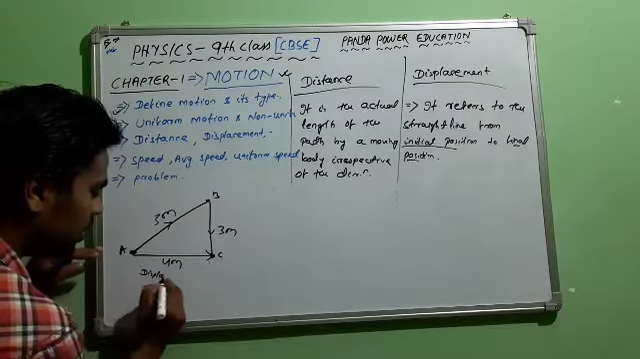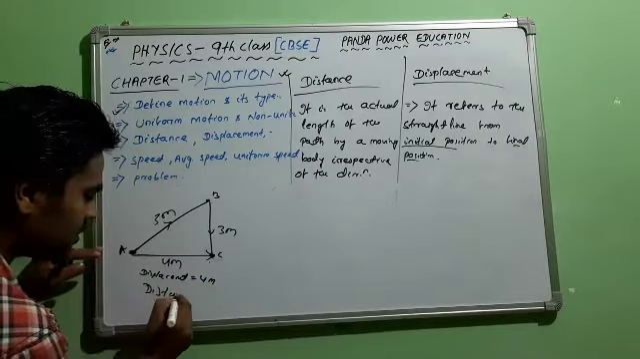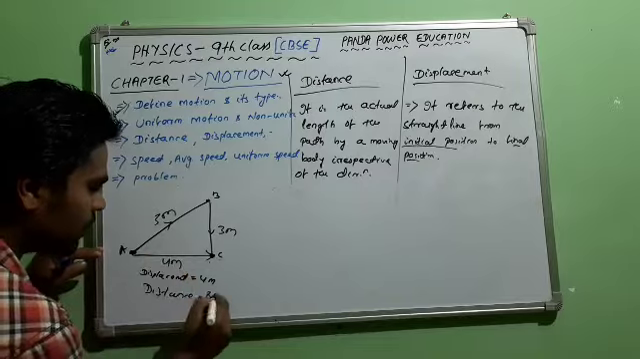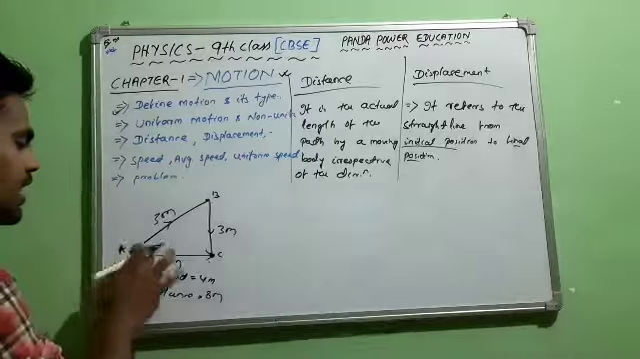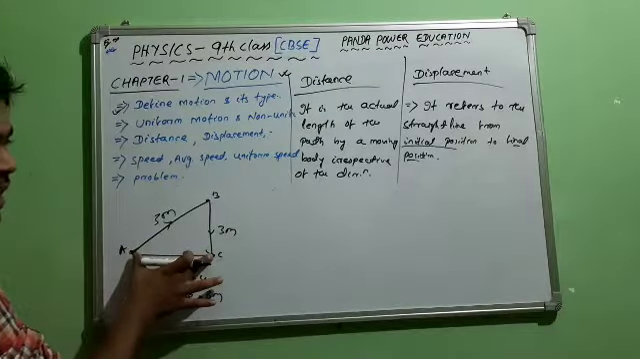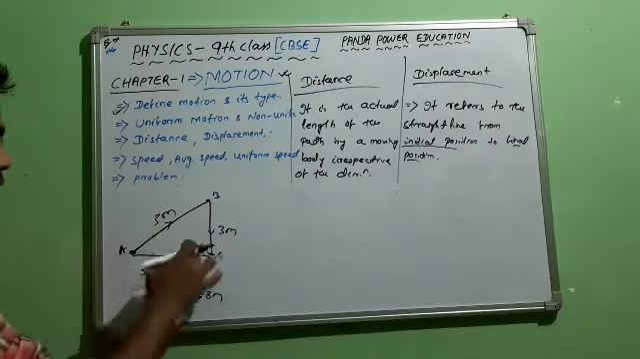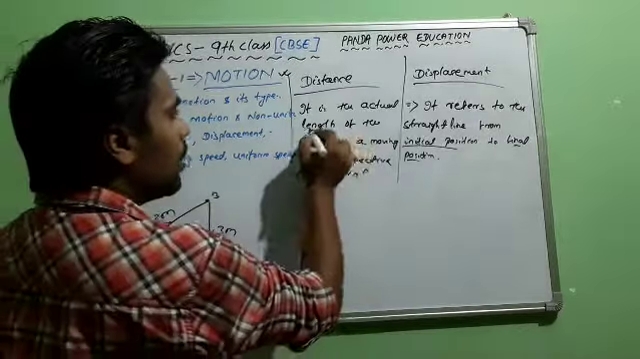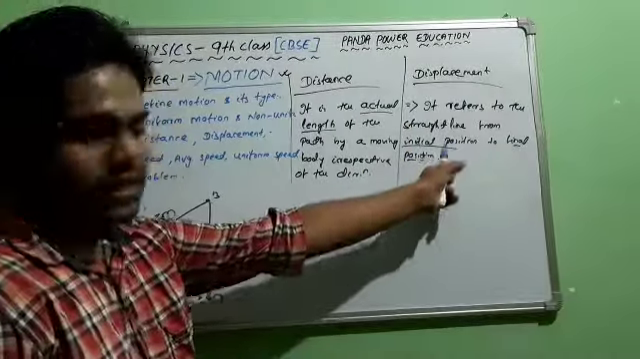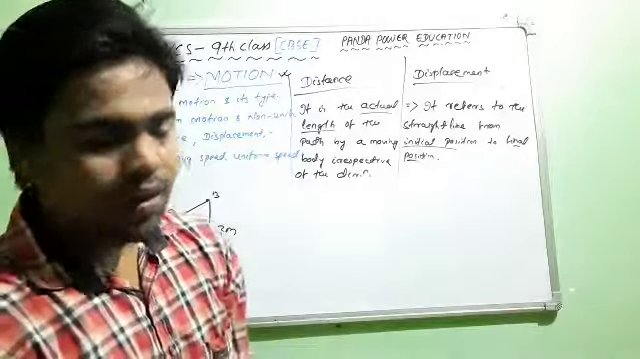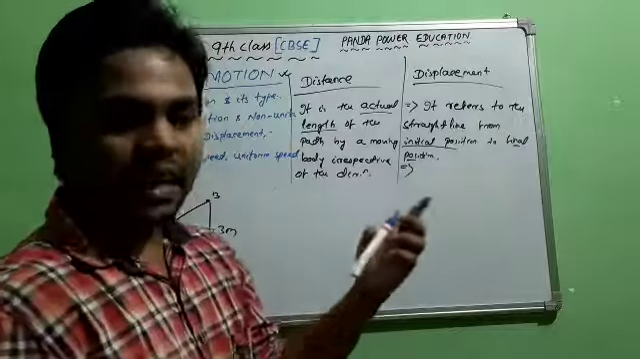Here the displacement is 4 meter, but the distance is how much? 8 meter. Got it? This is the distance. This is the displacement: initial to final, the minimum distance or straight line path from initial to final. But in case of distance, there is the actual length.